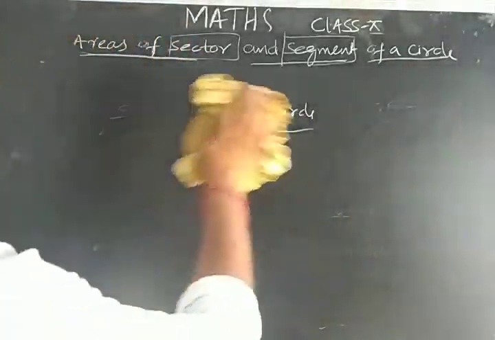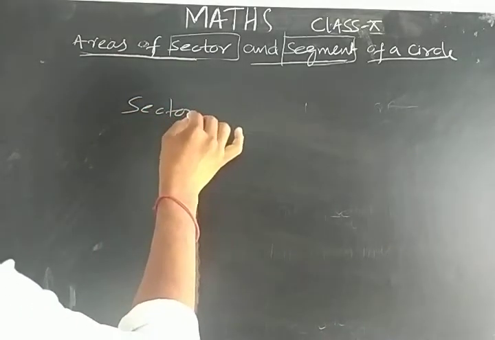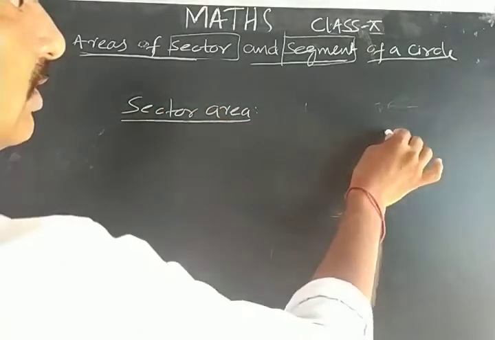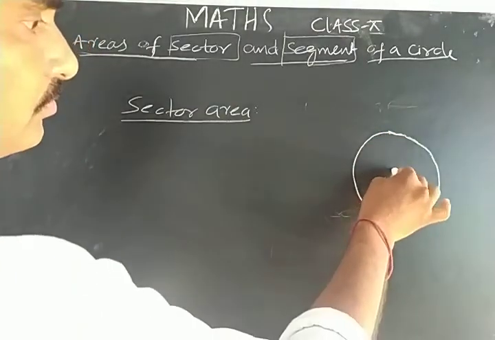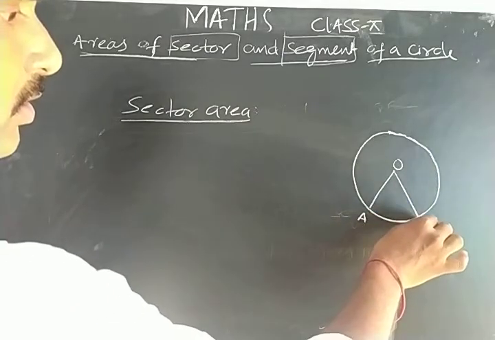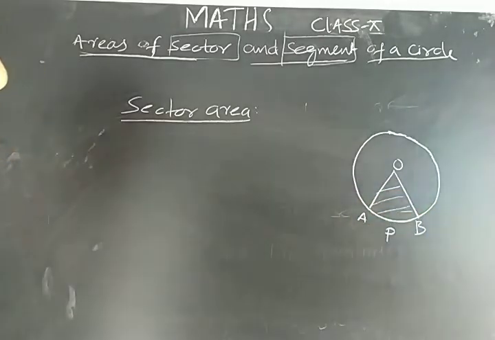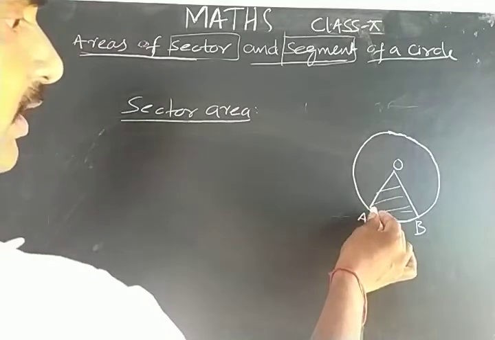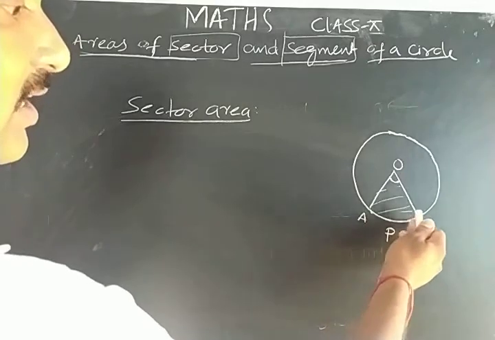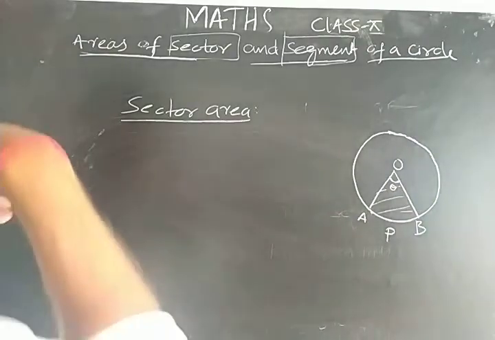Now we are going to discuss how to find the sector area. Suppose I am taking one sector here, OAPB. Suppose I need this area, OAPB area. Here arc APB is making some angle at the center. So it is called sector angle, the angle of the sector.